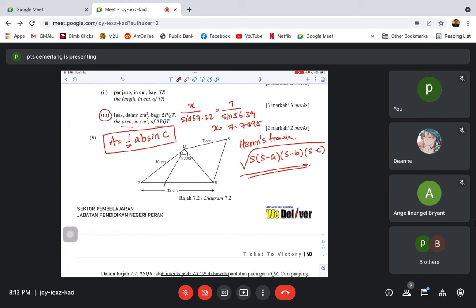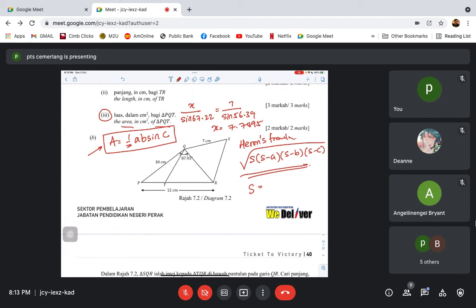To get the value of S, what is S? S is actually all the sides added up, the perimeter, and then you divide by 2. So that's why it is not really that popular, as it is not universal. It cannot be used to answer all questions. But the formula 1 over 2 AB sine C can be used to answer every question.